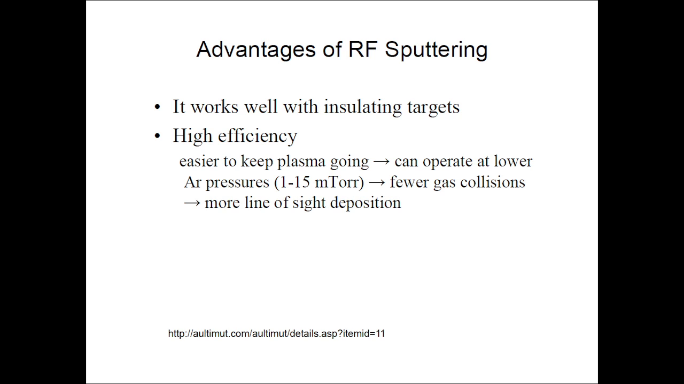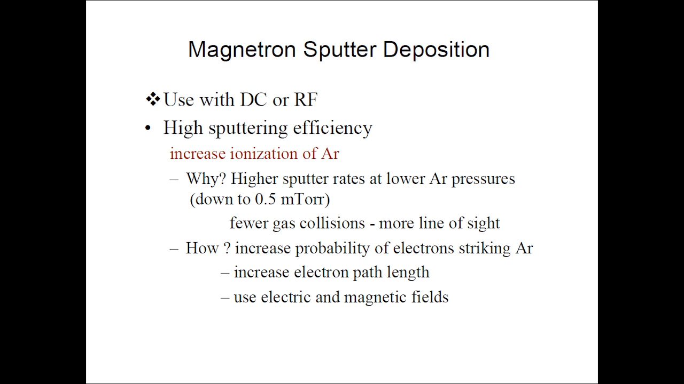So these are the advantages of RF sputtering. And now magnetron sputter deposition. In magnetron sputter deposition, which is used along with DC and RF, it has a high sputtering efficiency. How does it happen? It increases the ionization of argon. Why? Because of the high sputter rates at lower argon pressures, down to 0.5 millitorr.